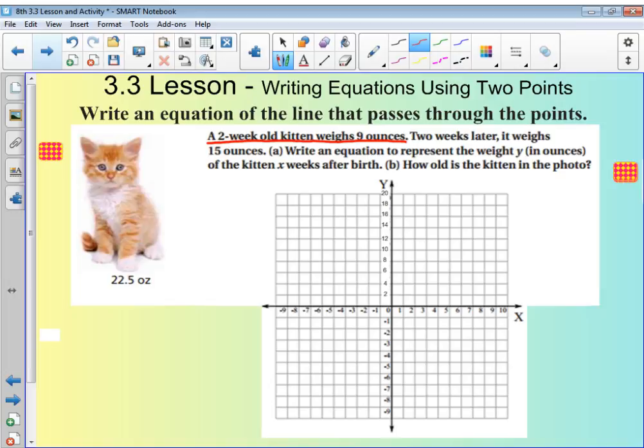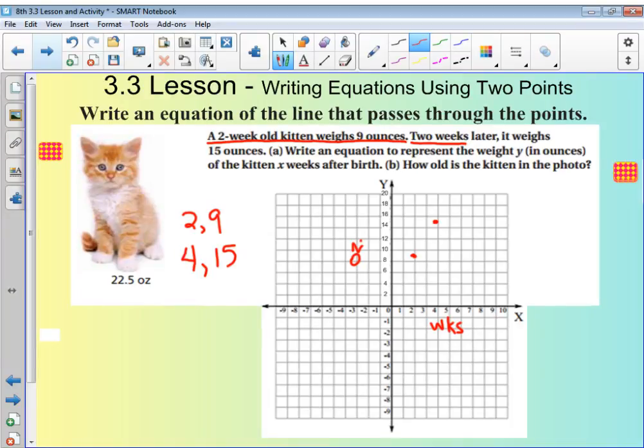Looking at our little coordinate set, this is going to be our weeks, and this is our ounces. Okay, so at 2 weeks, it is 9 ounces. So I'm going to go over to 2 and up to 9, which falls in the middle of our box there. And then it says 2 weeks later. So that means if it was 2 weeks later, it would be 4 weeks, right? So 4 weeks, it now weighs 15 ounces. So I'm going to go over to 4 and up to 15.